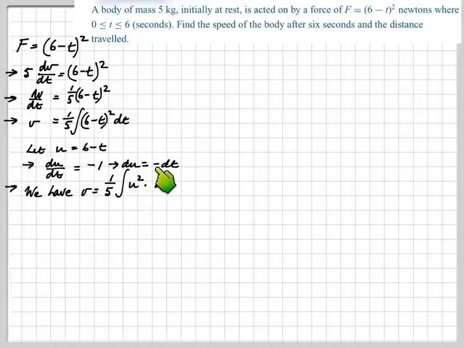I need minus dt to be du, so I'm going to do a little bit of smoke and mirrors here. See a minus out there, a minus in here, and I haven't changed anything, because a minus times a minus is a plus. So off we go, and we get that. Now that's very easy to integrate: one third u cubed plus c.